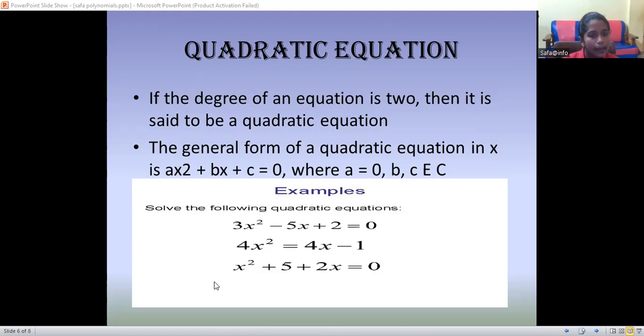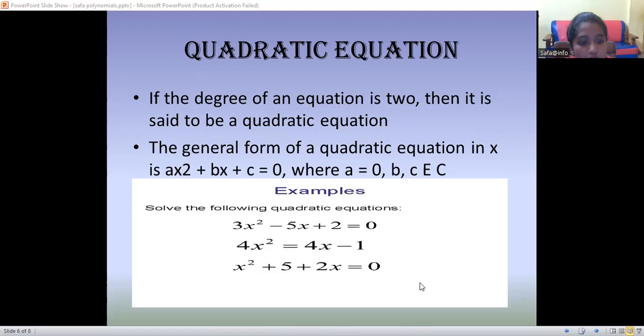Now in the general form of a quadratic equation, in the linear equation it told that ax plus b is equal to 0, where a and b are not equal to 0. Like that he told. Here ax square plus bx plus c is equal to 0, and a is not equal to 0, and here b and c are constants.